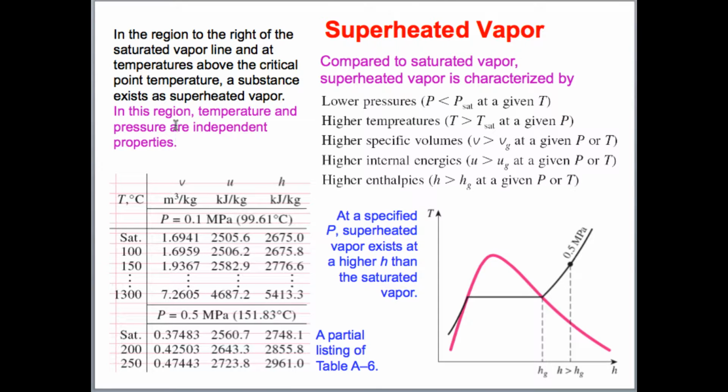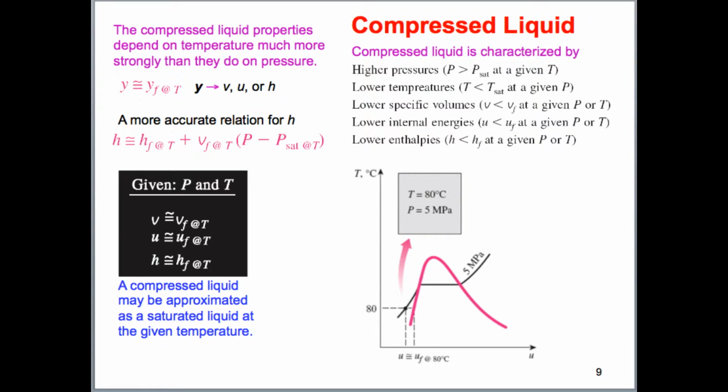In this region, we're going to see that the temperature and pressure are independent. So in the table, we're going to look up what the pressure is for this state, okay? And then we can look up the appropriate temperature and the different properties associated with that pressure and temperature value. We will practice this more as we get into our problem-solving sessions.